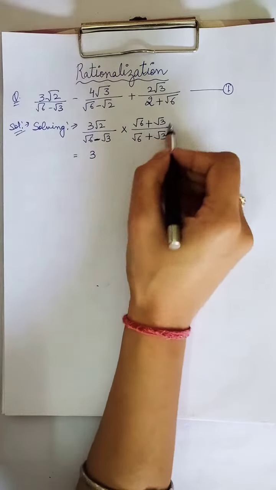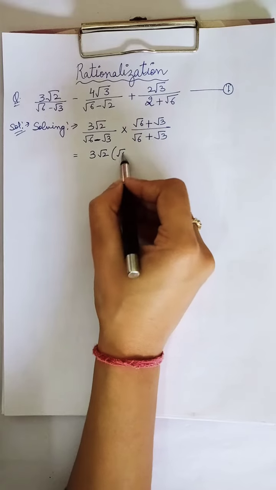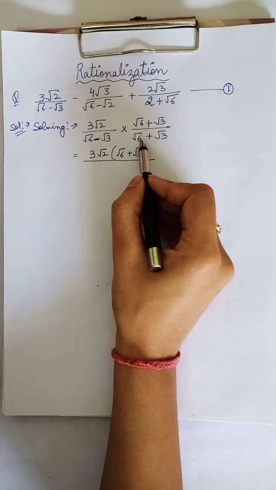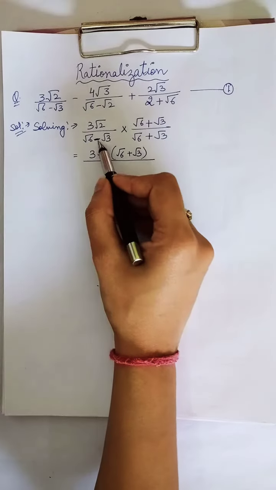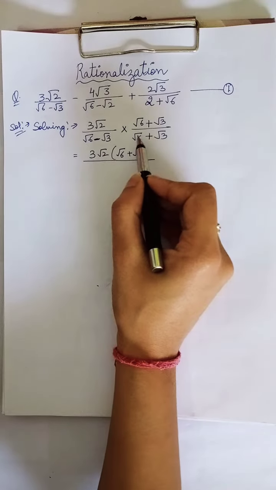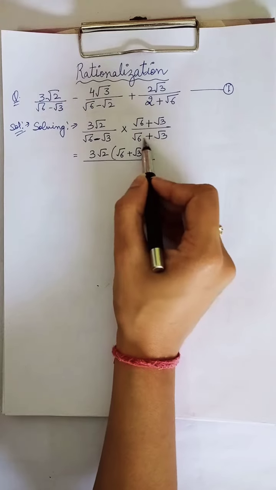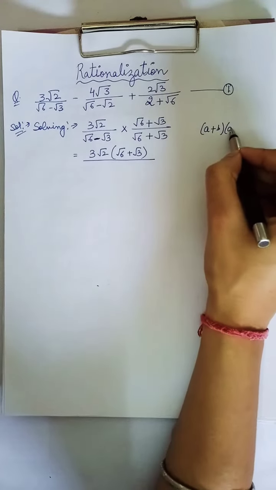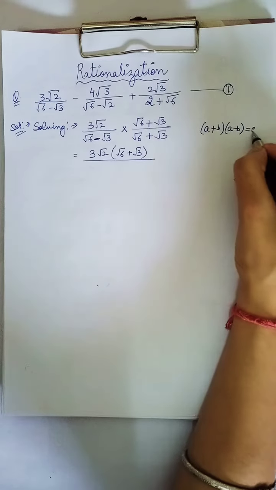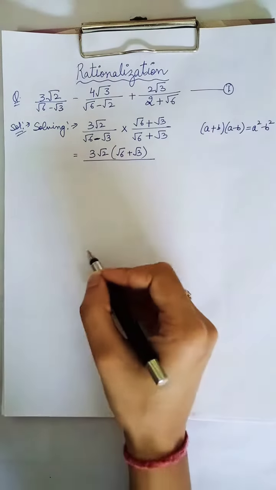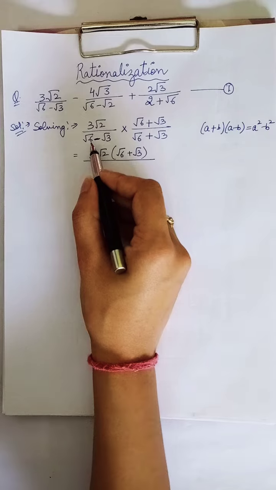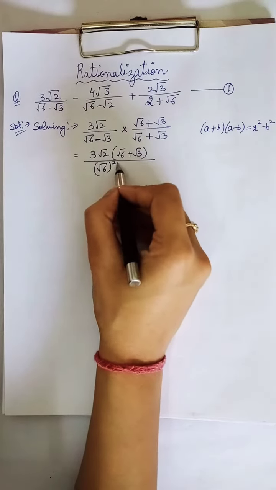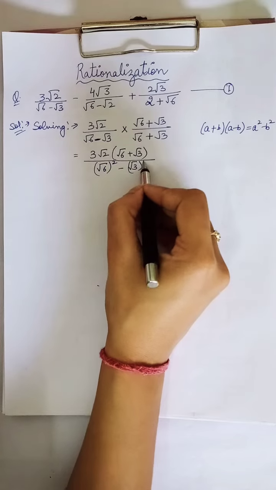Multiply this term with the whole of this term, so I am putting a bracket over here. Now see, these two numbers are the same. The difference is only in the signs between them. Here it is root 6 minus root 3. Here it is root 6 plus root 3. So we know the formula: a plus b into a minus b. When they are multiplied, we get a square minus b square. Here a is equal to root 6 and b is equal to root 3. So root 6 square minus root 3 square.